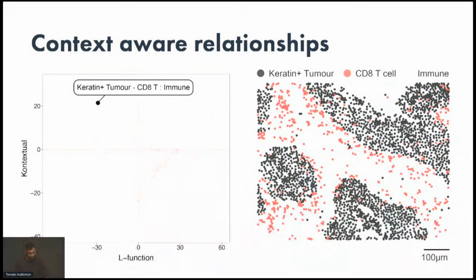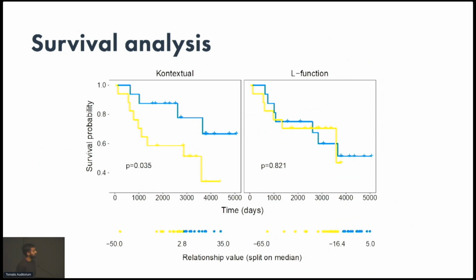And so one thing we did was we calculated this CD8 tumor relationship across all the images within the cohort. And what we found was that when we do survival analysis, the Kontextual metric is able to separate out survival outcomes much better than the L function metric for this example. And so what Kontextual is saying here is that an increase in CD8 infiltration into the tumor body leads to better survival outcomes overall for these patients, which is consistent with what we see in the literature.